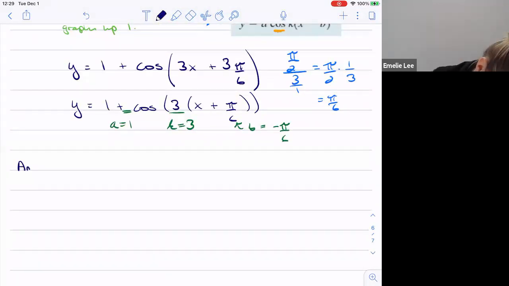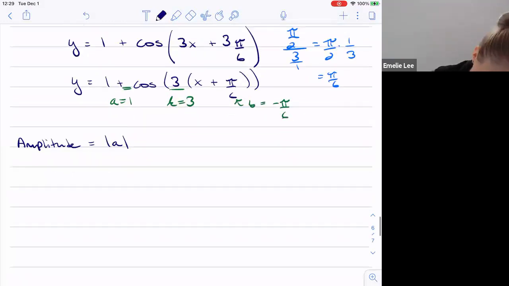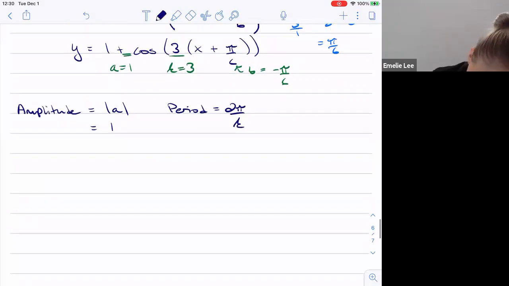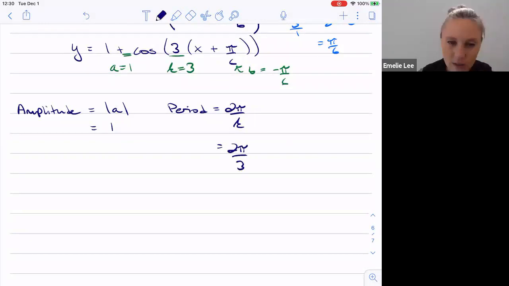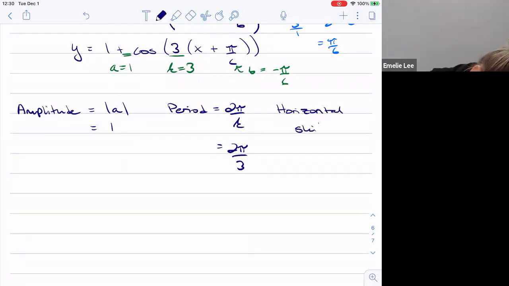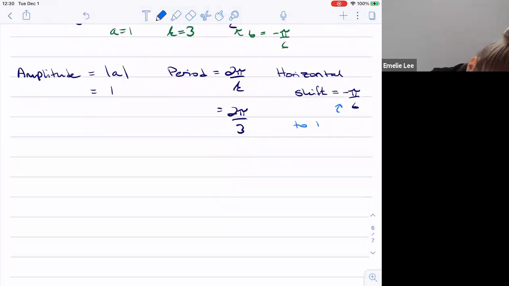So our amplitude is the absolute value of A, which is 1. The period is 2 pi over k, which in our case is 2 pi over 3. Okay, so it's going to take a distance of 2 pi over 3 to cover a whole cycle. And then the horizontal shift is negative pi over 6, which, because it's negative, it's to the left.